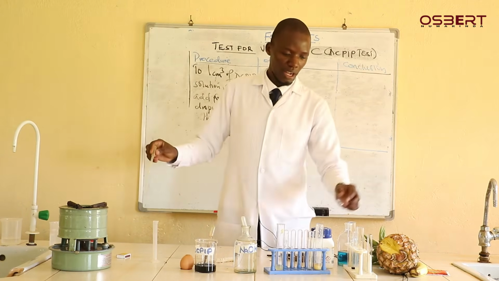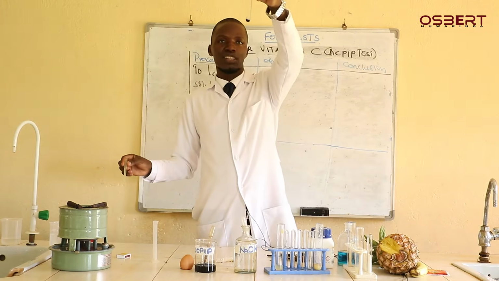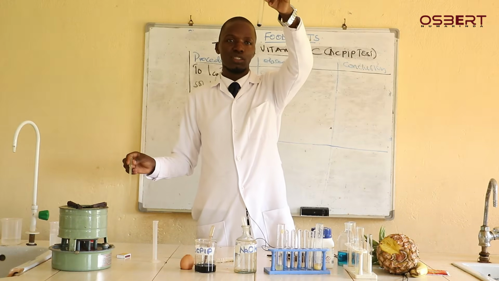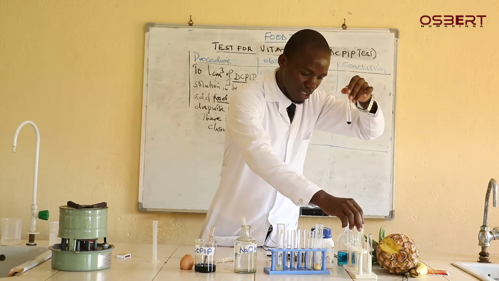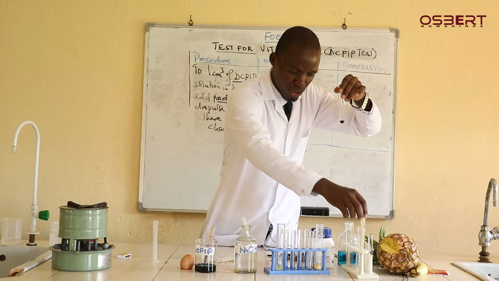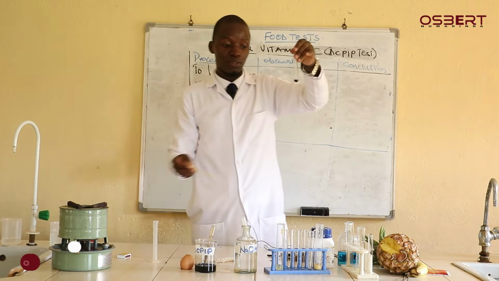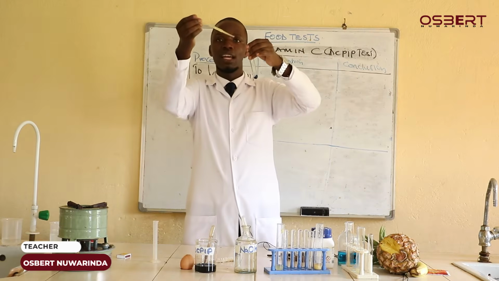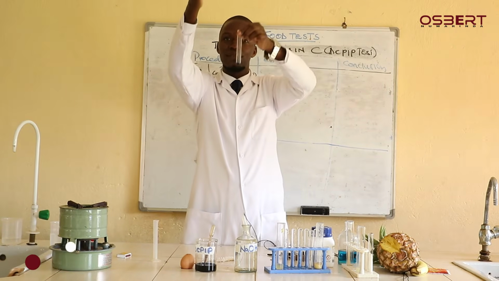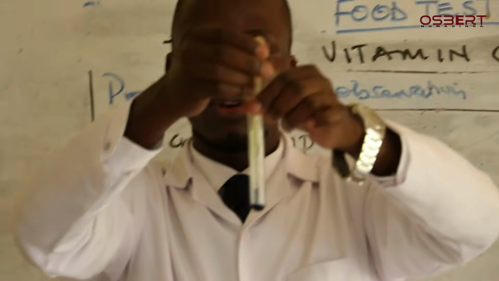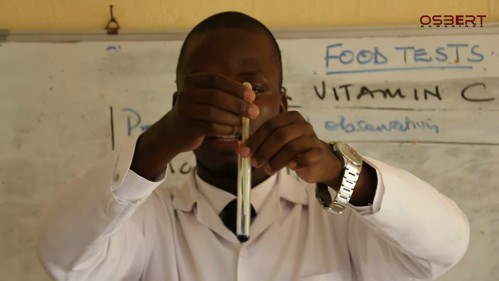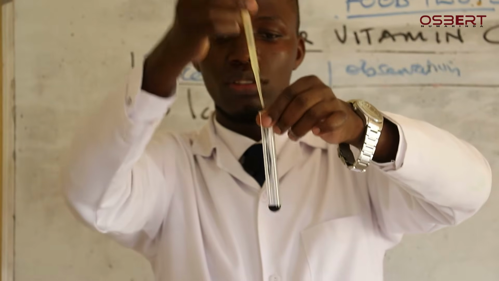So if I have my DCPIP, you see it is blue in color. Actually, it is deep blue. You can just simply say it's blue. So I'm going to pick drops of juice from the lemon, and then I'm going to add. As I add, I request that you keep looking at the drops, how many drops I'm adding there. So 1, that is 1 drop. 2, that is 2 drops.